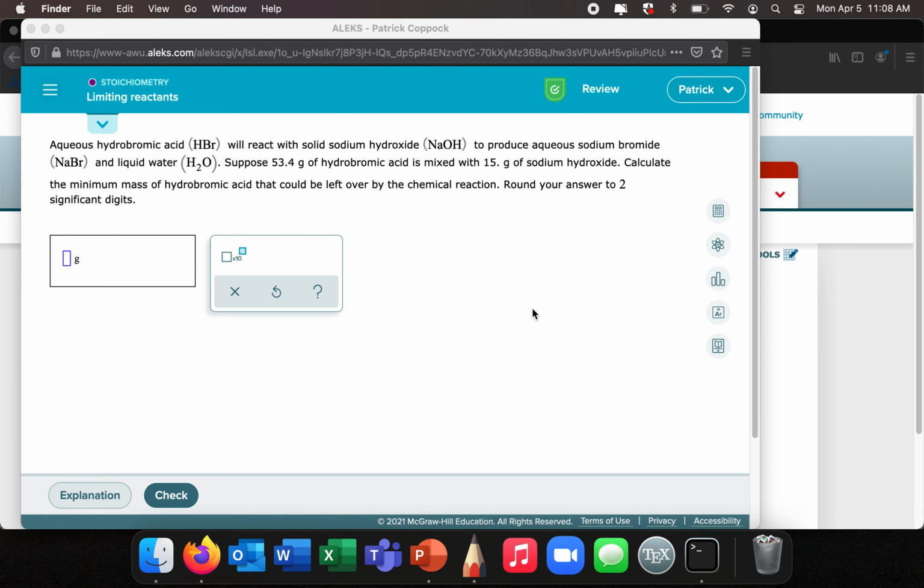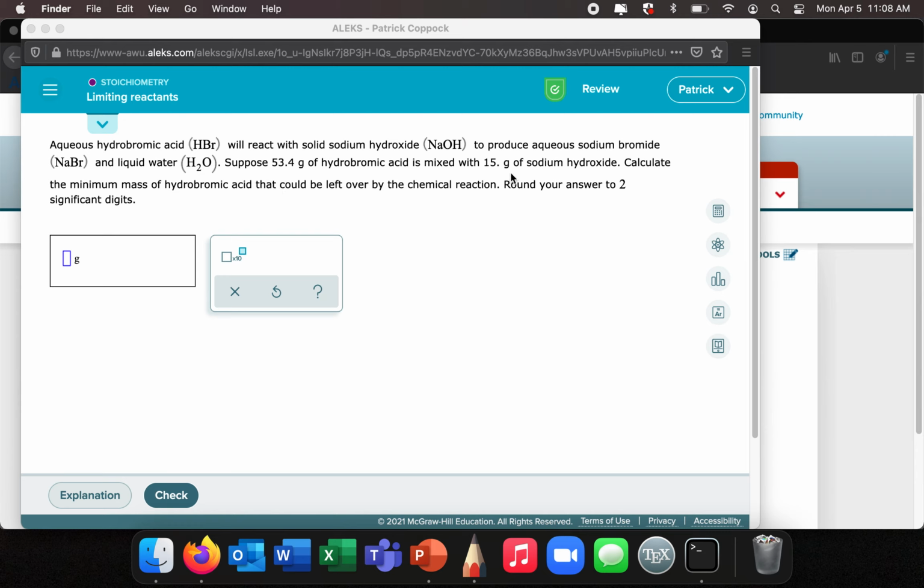Okay, so I'm going to do an instance of limiting reactants. As you know, these problems approach the question from a couple different angles. So this won't be an example for everything, but it'll be a good example of how we do limiting reactants. All right, so let's look at it together. Aqueous hydrobromic acid reacts with sodium hydroxide to produce aqueous sodium bromide and liquid water.